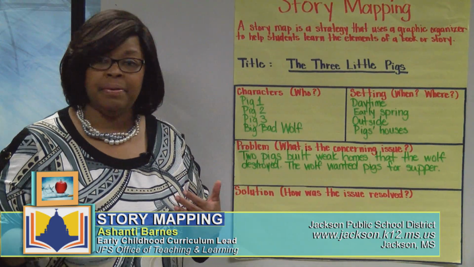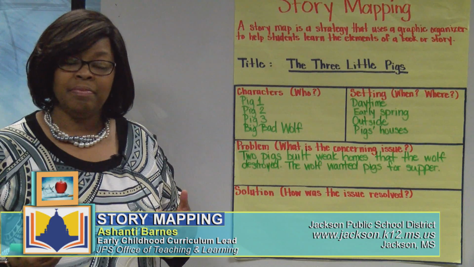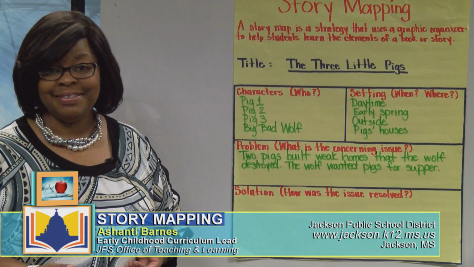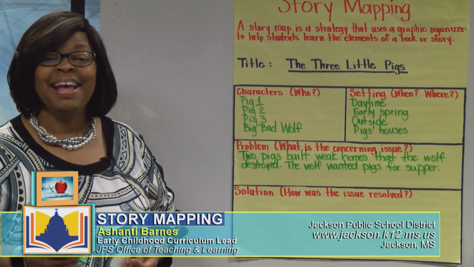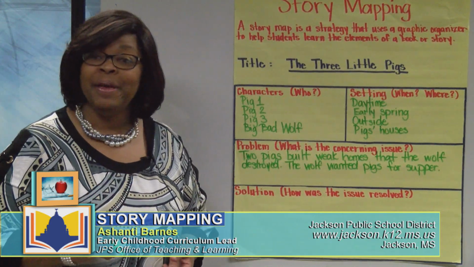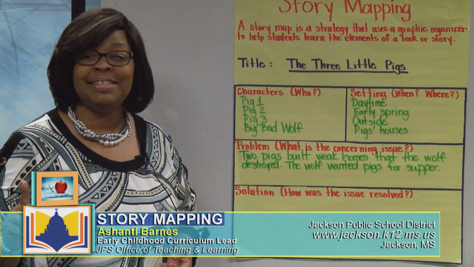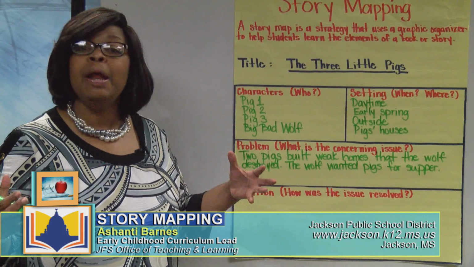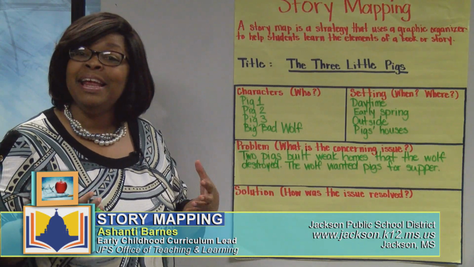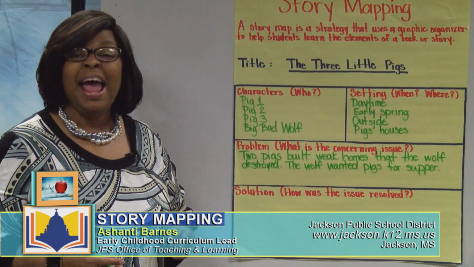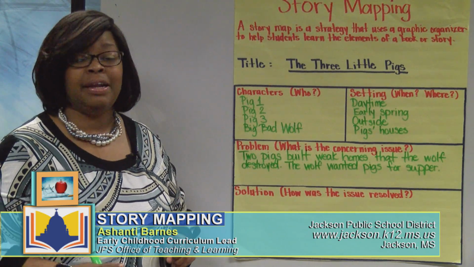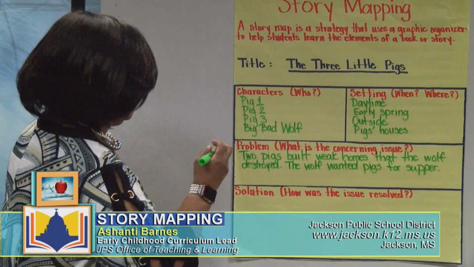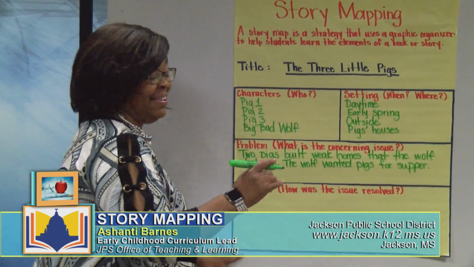So let's think about it. Based on the problem, what was the solution to the three little pigs? Absolutely. The first two pigs ran to the third pig's house, whose home was made out of brick. It was very, very sturdy, and it protected them from being eaten by the wolf. And there they devised a plan to give that old wolf a taste of his own medicine. Okay, so let's write that down.